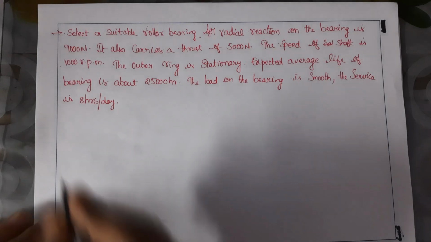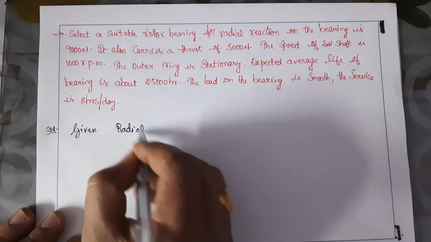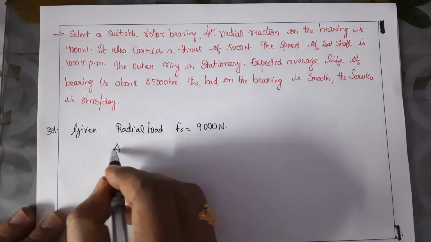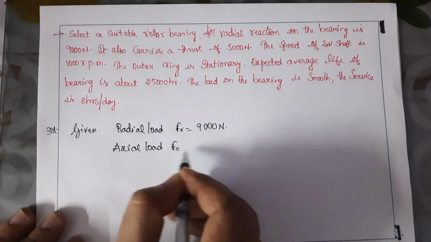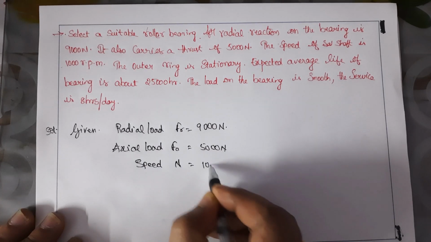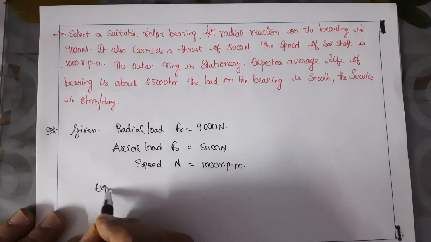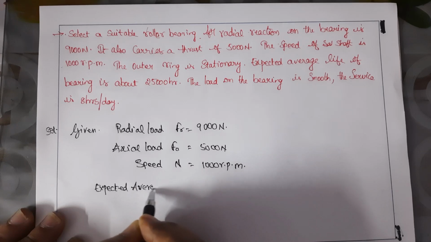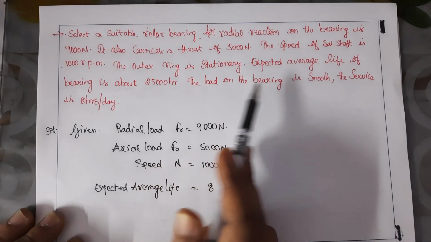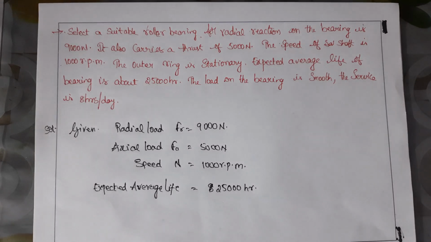Now the given data: he has given us the radial load, FR is equal to 9000 newtons. Axial load, Fa is equal to 5000 newtons, and speed 1000 rpm, and expected average life 25,000 hours. Okay, so this is the given data.